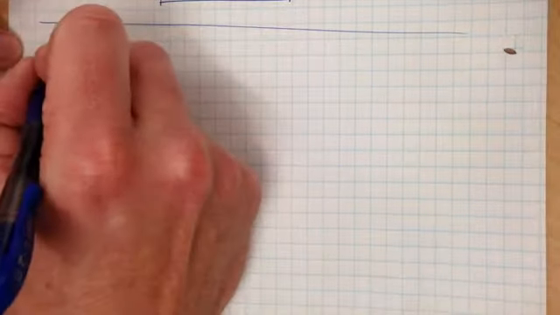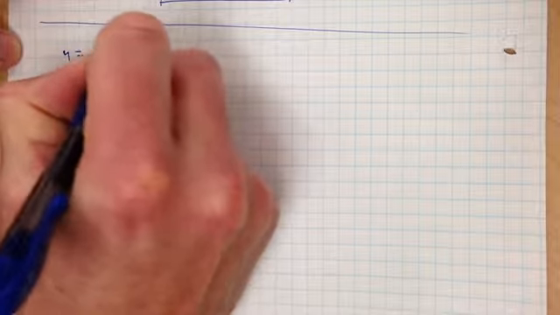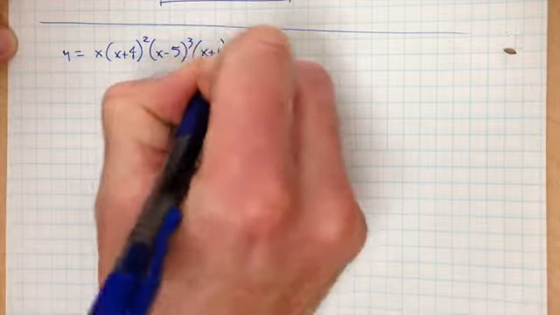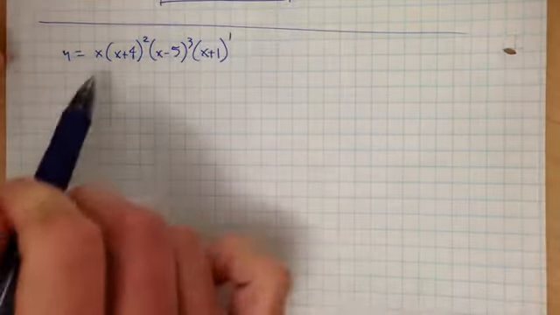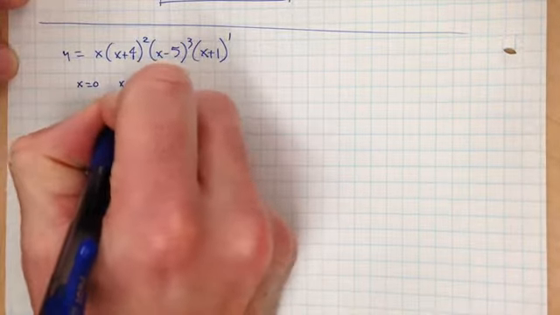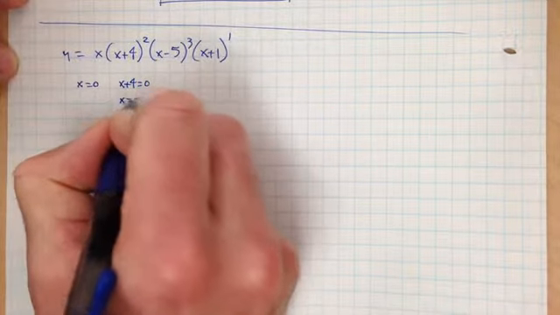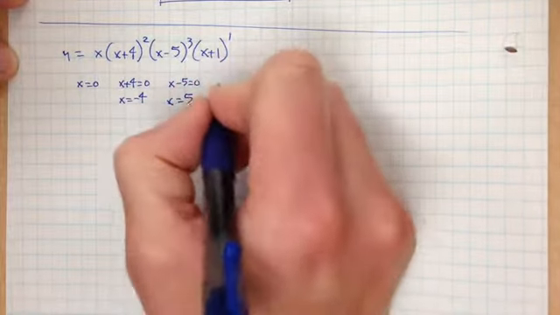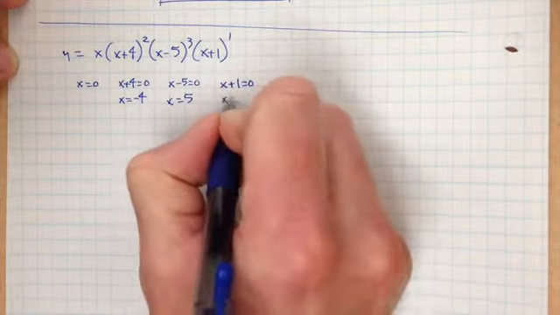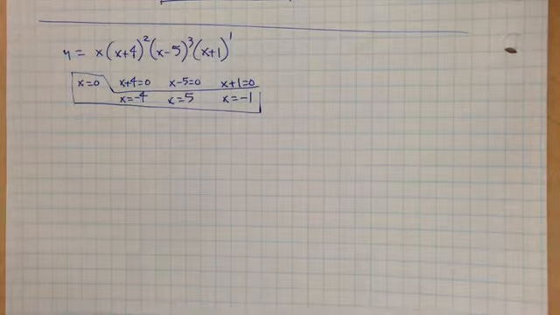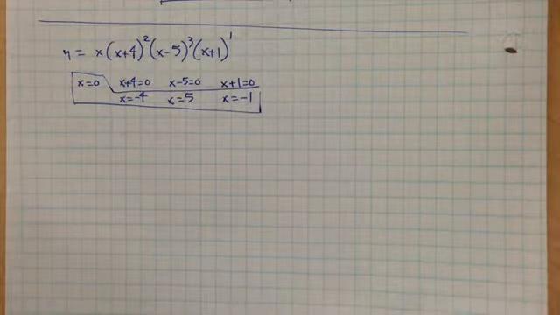We'll do a couple more examples of this for you. It gets much, much, much quicker. So y equals x plus 4 squared, x minus 5 cubed, x plus 1 to the first. Looking at this, I'm going to take each one of my roots and set it to 0. X equals 0, great. X plus 4 equals 0, giving me x equals -4. X minus 5 equals 0, giving me x equals 5. X plus 1 equals 0, giving me x equals -1. Those are the roots. That's where my polynomial crosses the x-axis.